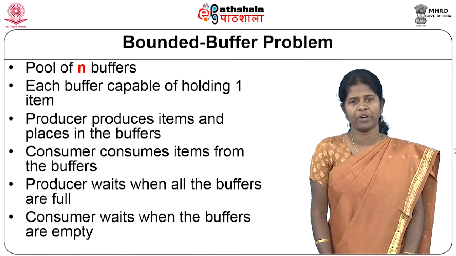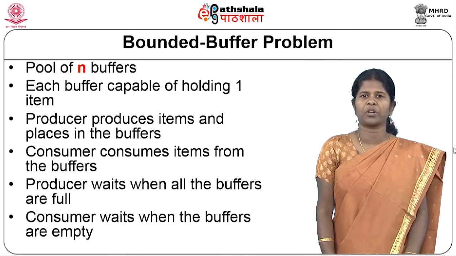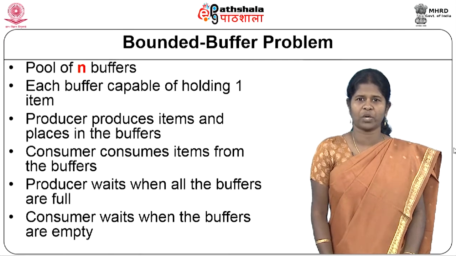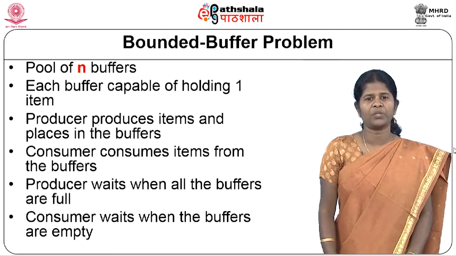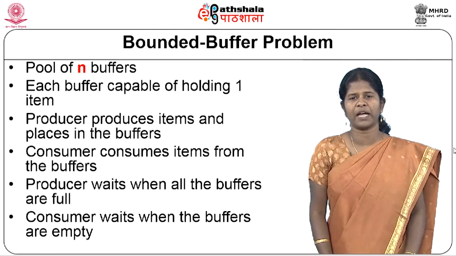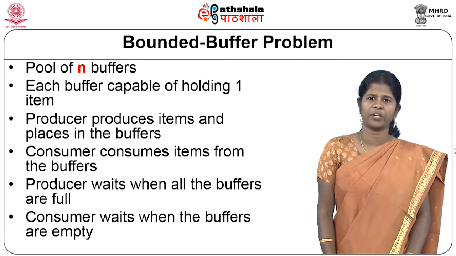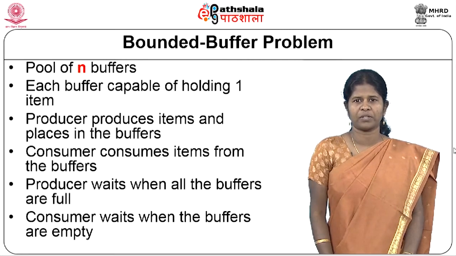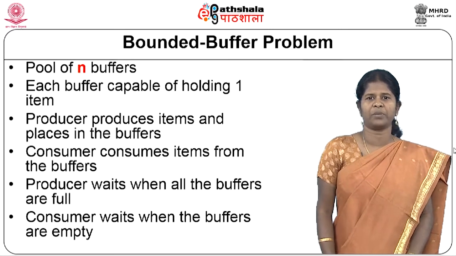And when the buffers are empty, the consumer will wait because there is no buffer which has an item, and the consumer cannot consume any item. Now, this is the problem. The problem is that you have a common buffer which needs to be shared between the producer and the consumer process. So, we will see how this common buffer is shared between the producer and the consumer.